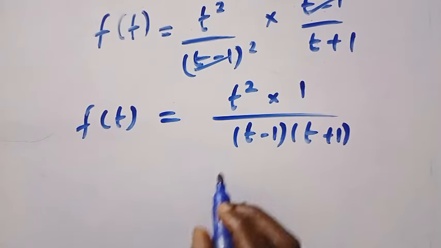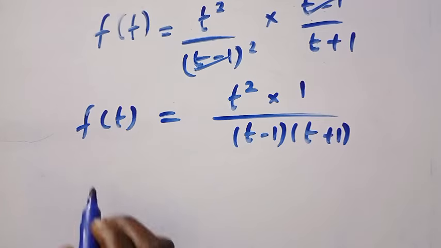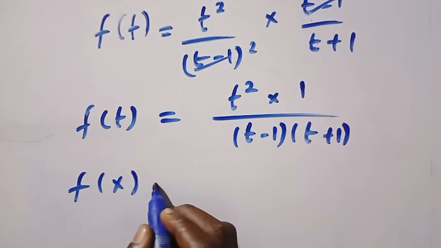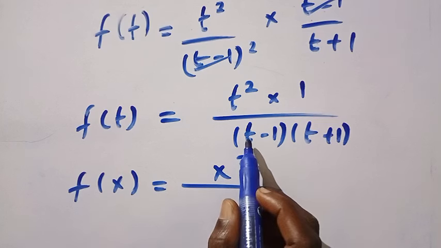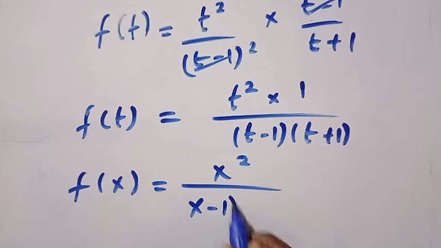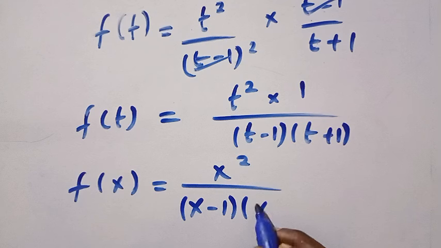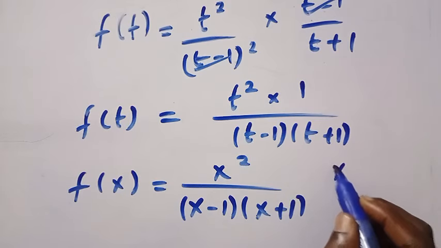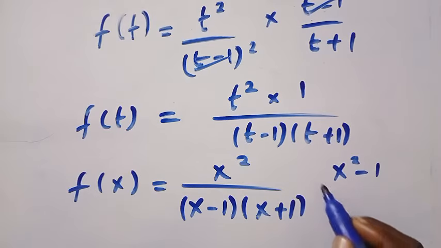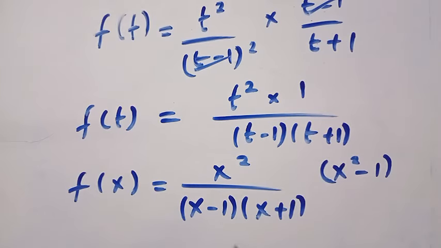Then let's change every single t to x. We have f of x equals x squared over x minus 1 times x plus 1. This is the answer that we get. And if you like, you can write x minus 1 times x plus 1 as x squared minus 1. So this is still correct, because this is just the difference of two squares.